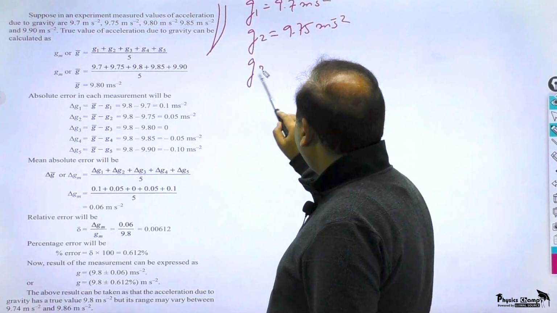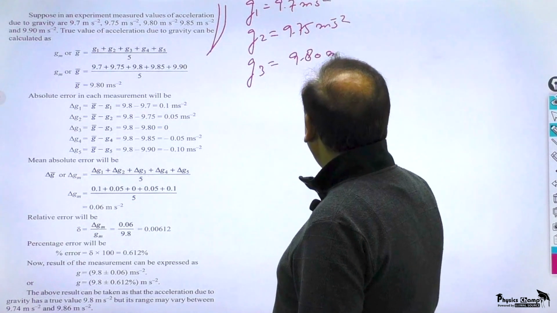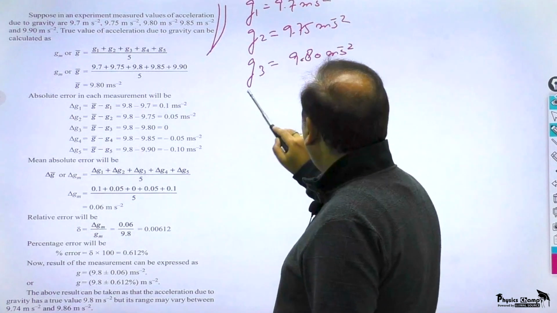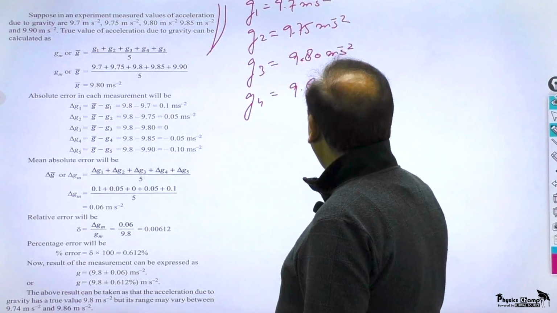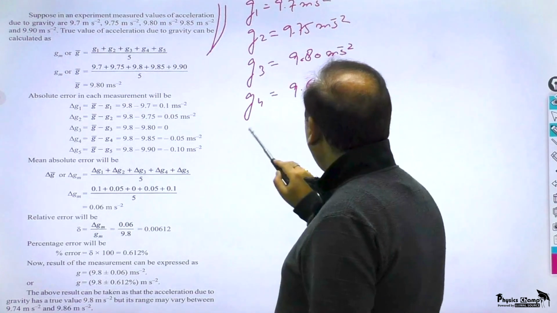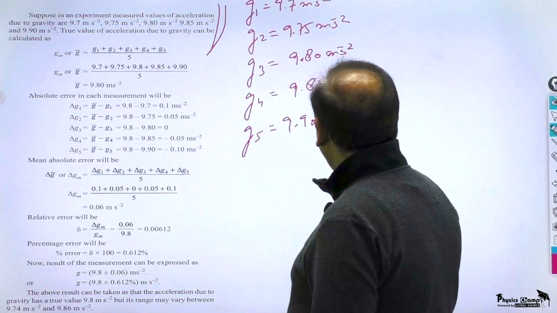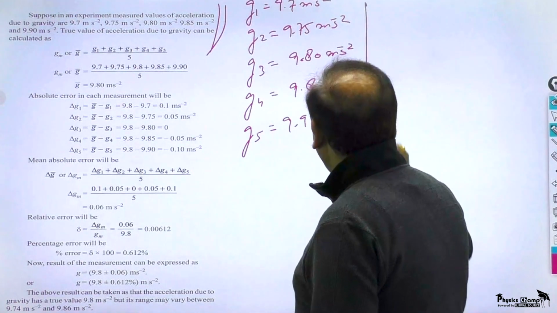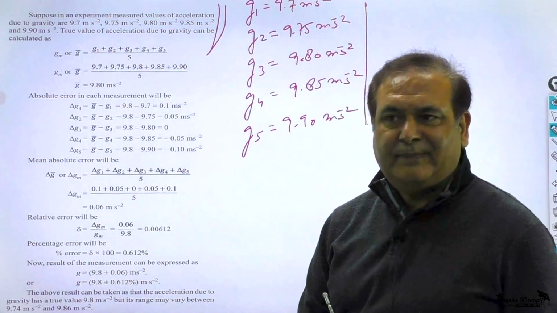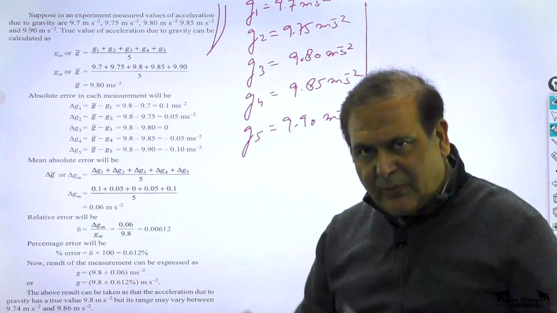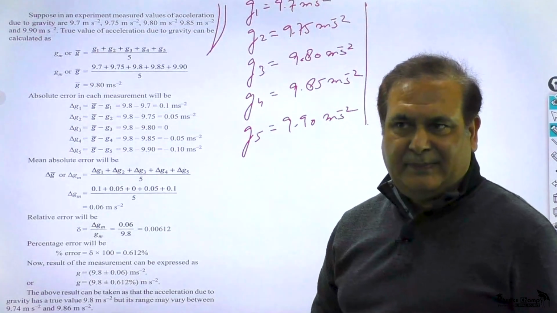Third value of acceleration due to gravity is 9.80 meter per second square. Fourth value is 9.85 meter per second square. And fifth value is 9.90 meter per second square. So there are 5 different readings of acceleration due to gravity. The more readings you take, the closer you get to accuracy.